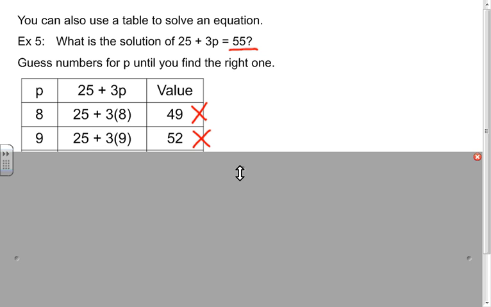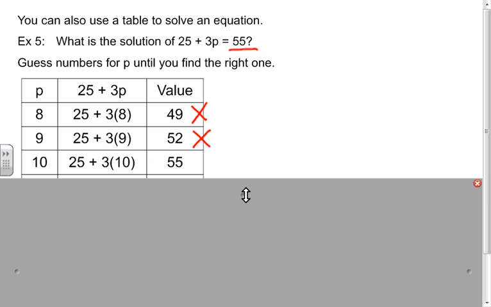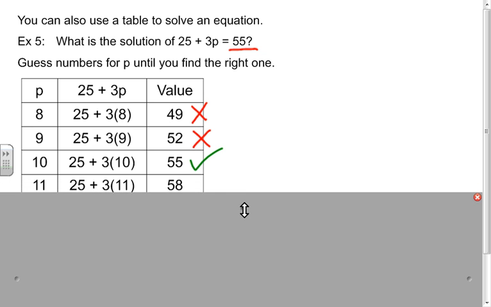So I pick another value for p. Let's say I plug in 10. 3 times 10 is 30. Add 25 to that, and I get 55. That is the answer I was trying to get. So I can put a green check mark next to it because that's what I was trying to find. I just wanted to show one more. I found the right answer.